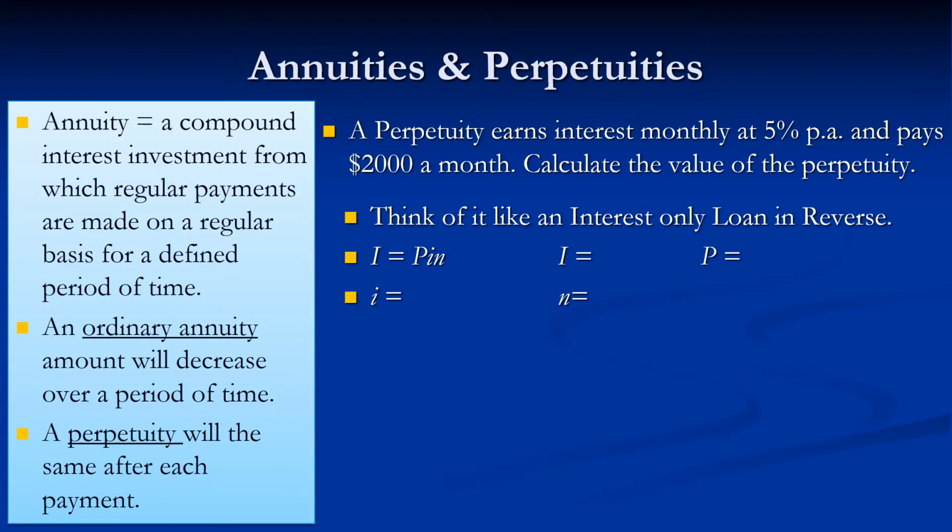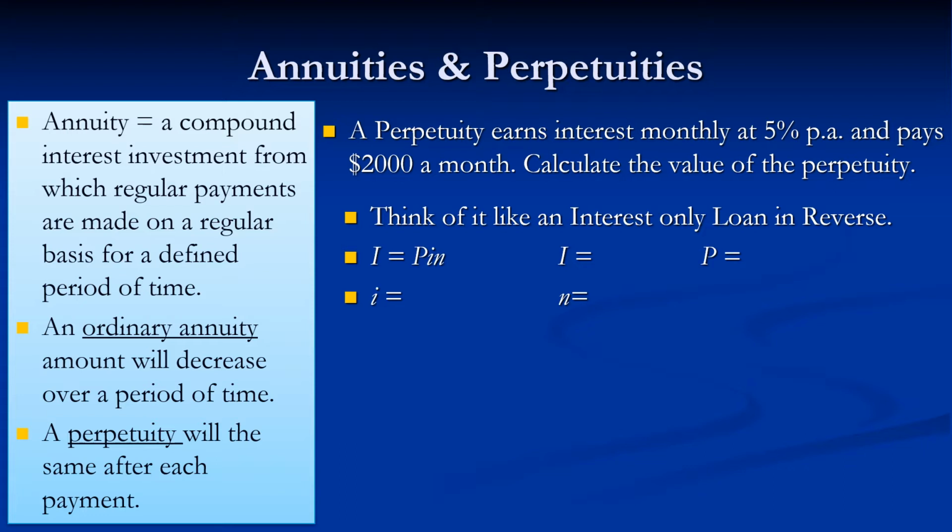So an annuity is a compound interest investment from which regular repayments are made on a regular basis for a defined period of time. An ordinary annuity amount will decrease over a period of time, and a perpetuity is perpetual. It will stay the same after each payment.